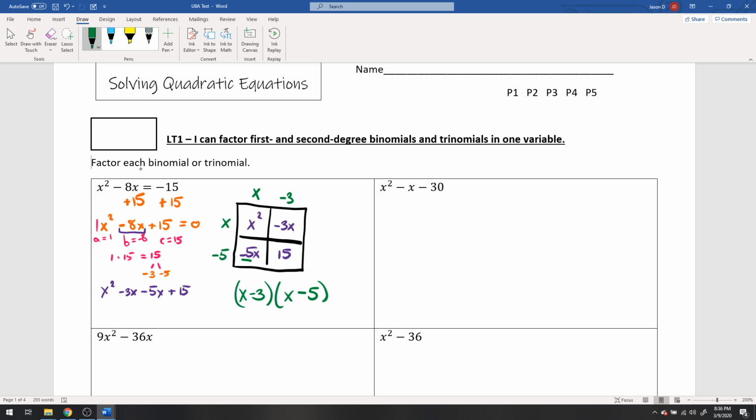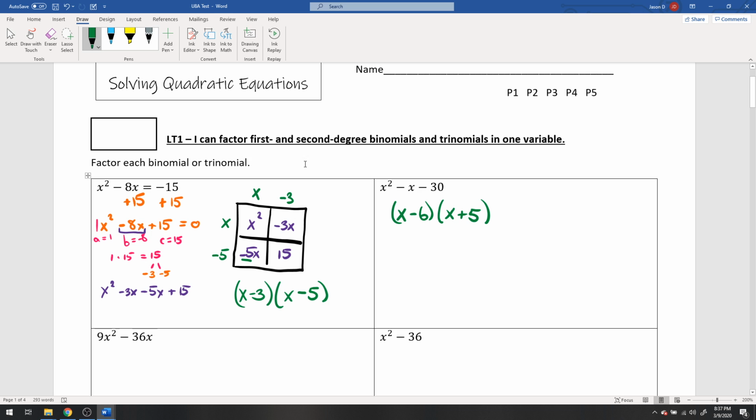You do the same process in the second question. You have a value of 1, b value of negative 1, c value of negative 30. I'm not going to show the whole process over again. The answer to this problem was x minus 6 and x plus 5. The way you do it is exactly like the last problem, but I'm not going to spend the time to do that right now.